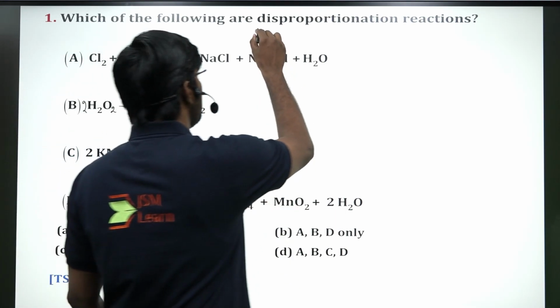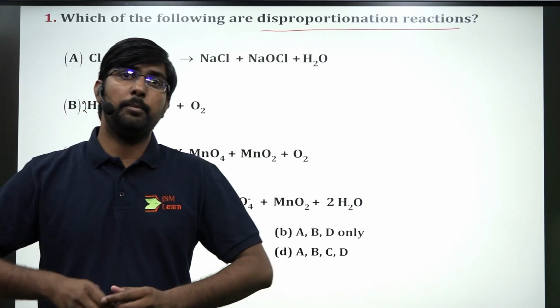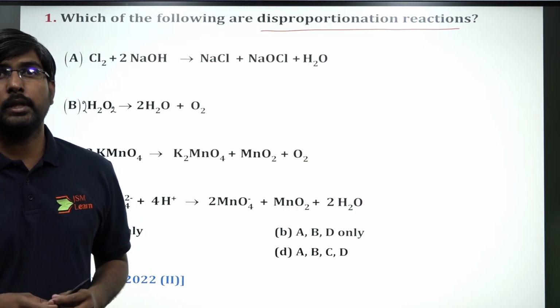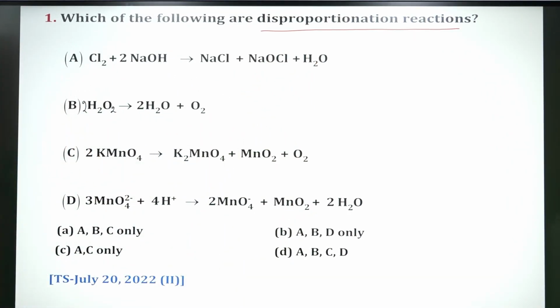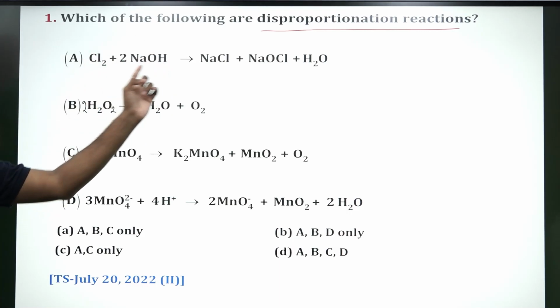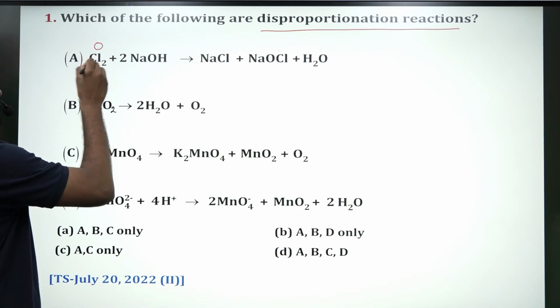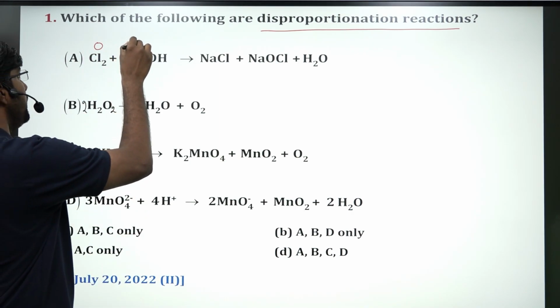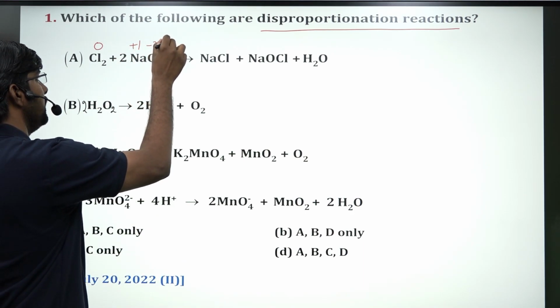What is a disproportionation reaction? The reaction in which the same element undergoes both oxidation as well as reduction is called a disproportionation reaction. Okay, so let us see here. To identify, we have to assign the oxidation states, right? So here chlorine in the elemental state, oxidation state is 0. And here sodium +1, oxygen -2, hydrogen +1.